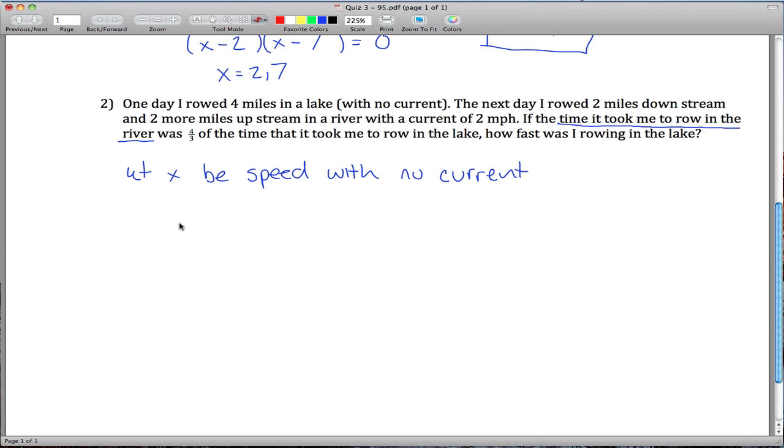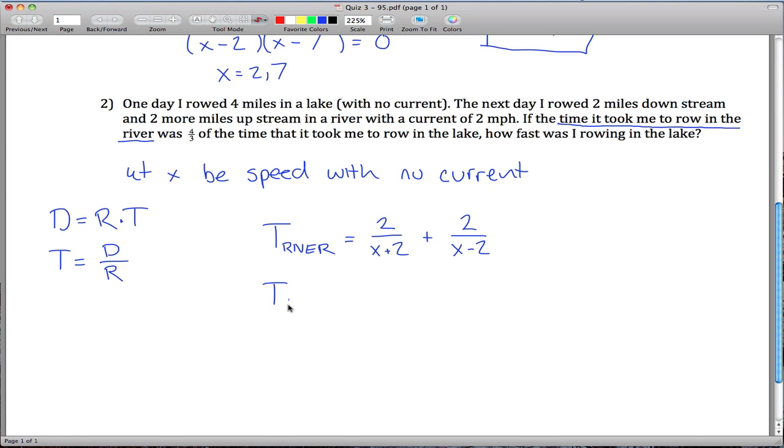So let's see, we've got distance equals rate times time. We want to know what time is, so if we divide both sides by r, we get time equals distance divided by rate. So we want to know the time, maybe time in the river. Well, the distance in the river was 2 miles with the current, so x plus 2. And then another 2 miles against the current, x minus 2.